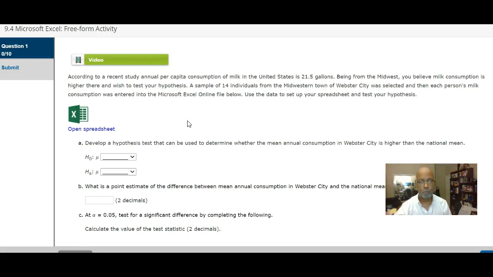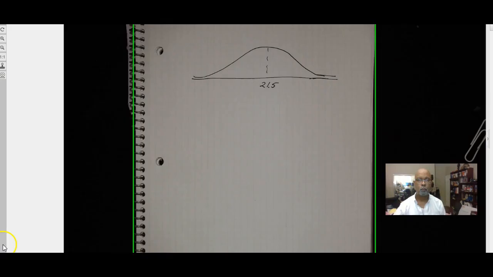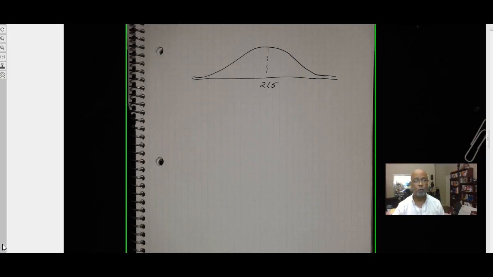Well, let's look at setting the problem up first. I'm going to pause and show you a diagram. So what we have is a very bad sketch of a normal probability curve with a standard mean of 21.5 gallons. Now, what's missing is our sample mean and our standard deviation. And what's key to understand is that we don't know the population standard deviation, which means we'll have to use the sample standard deviation, which we'll need to calculate from our sample data.